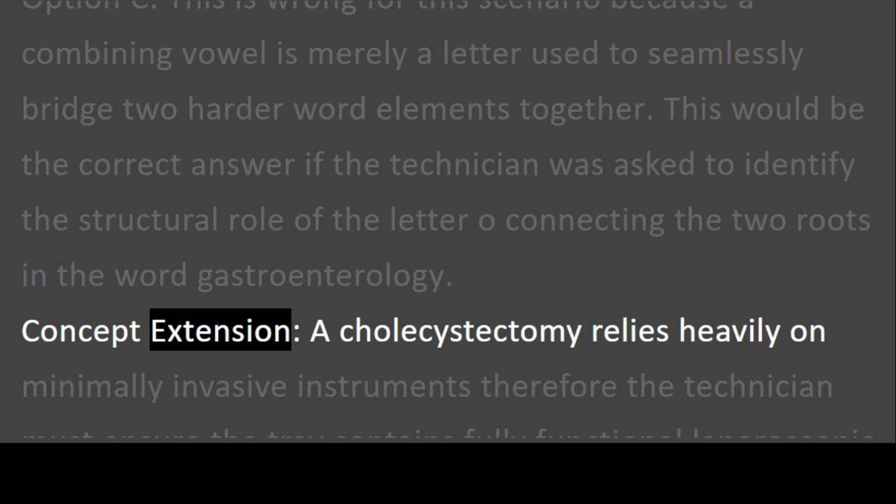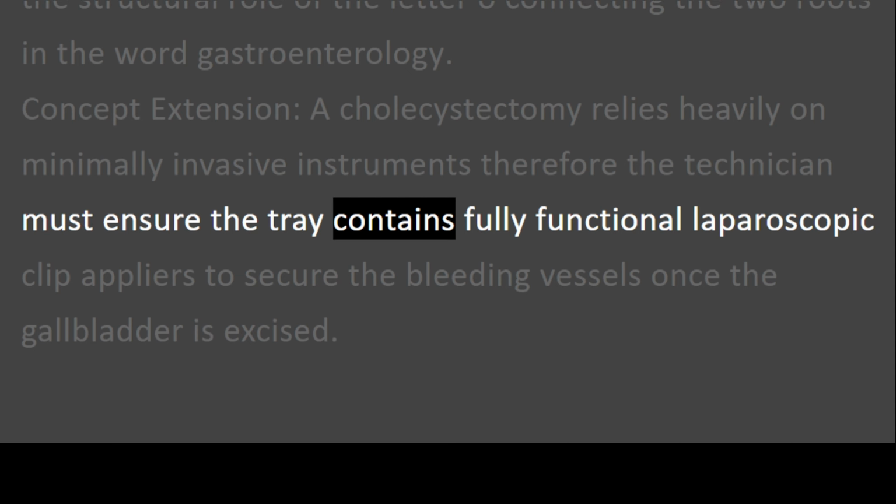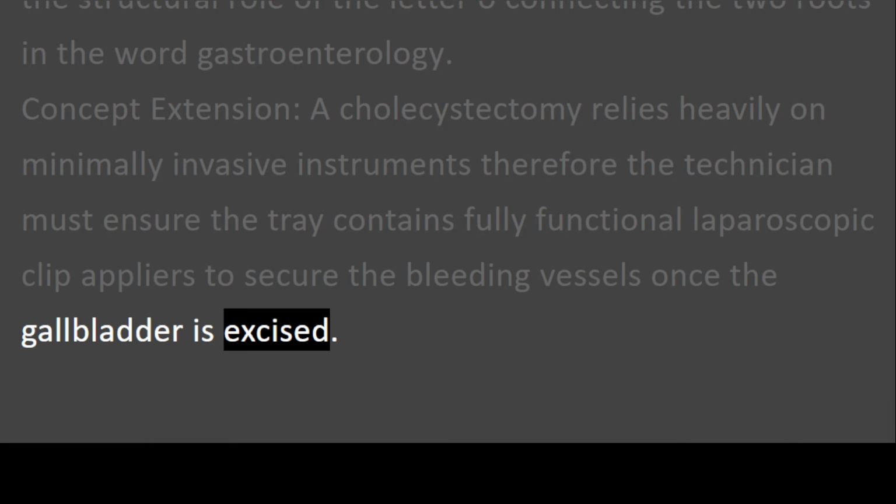Concept extension. A cholecystectomy relies heavily on minimally invasive instruments, therefore the technician must ensure the tray contains fully functional laparoscopic clip pliers to secure the bleeding vessels once the gallbladder is excised.